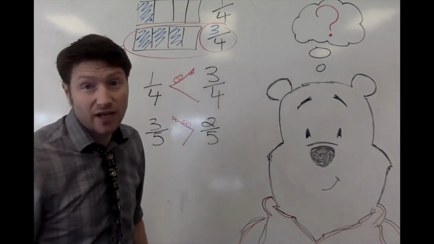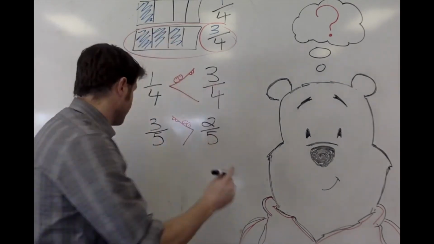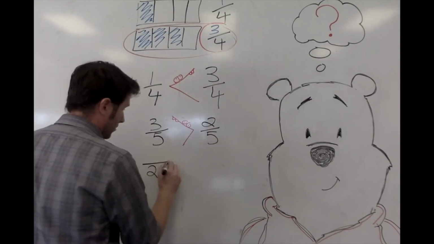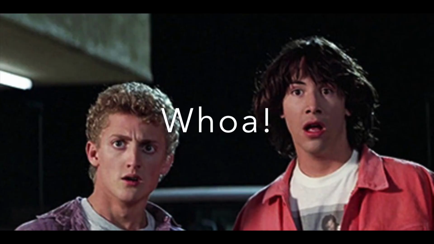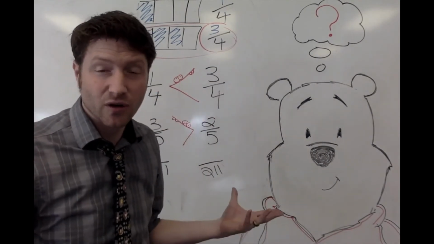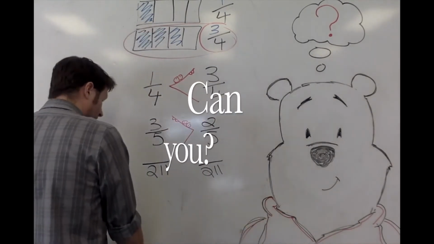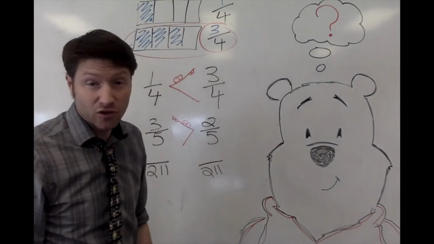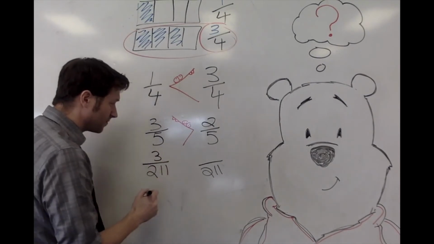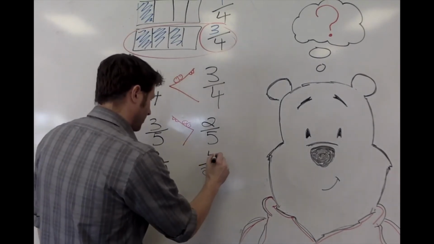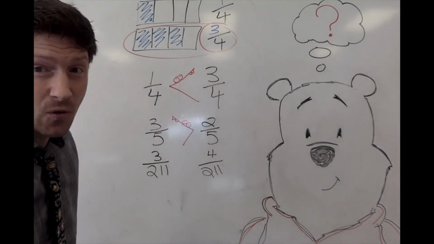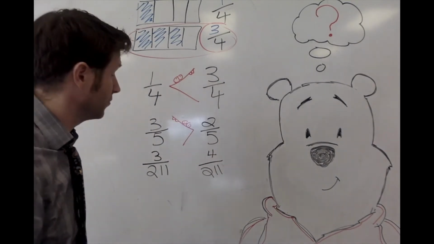We get like a super laser and we cut this chocolate bar into 211 pieces. Whoa, that's a lot of pieces. Probably more than you can picture in your head. Can you picture a chocolate bar cut up into 211 pieces? Now, these chocolate bars are both cut up into 211 pieces. And we've got 3 pieces on this side. And we've got 4 pieces on this side. It's really hard to picture 4 pieces of a chocolate bar cut up into 211 pieces.